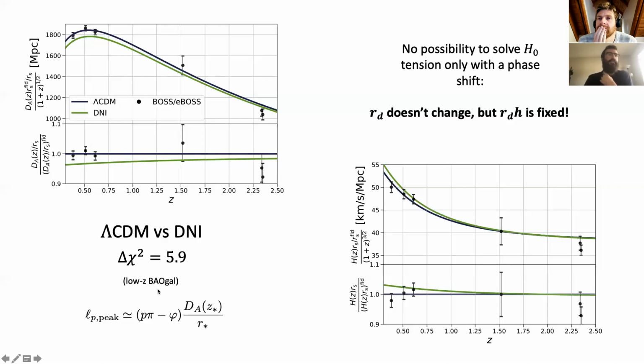And for the low redshift galaxy BAO, which is the standard dataset included in the Planck analysis, for example, the delta chi square, even having 2 more parameters, is 6, and this delta chi square is worse for DNI. So this seems to support the idea that you can't rely only on a phase shift to solve the Hubble constant tension, because basically you will be changing H0 without changing the sound horizon. And we have seen before that the product of the sound horizon and H0 is very well constrained by the observations. So this is a clear, very powerful statement that may guide theorists in order to develop their models trying to solve the Hubble constant tension.